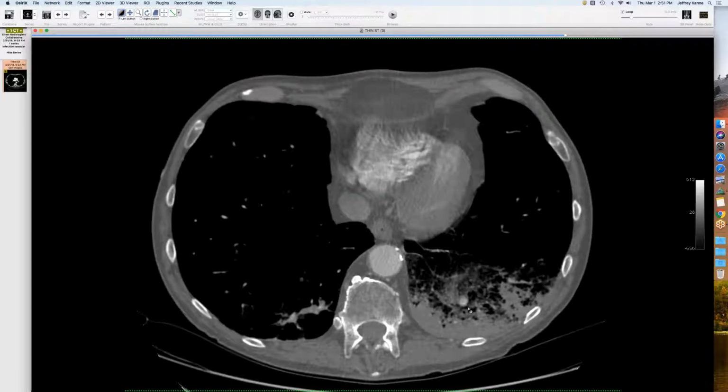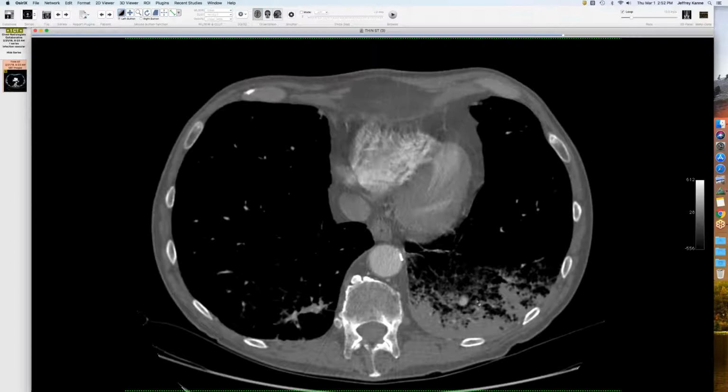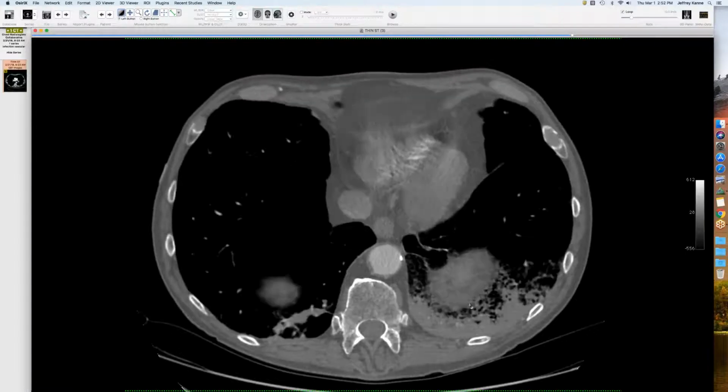And so the management for this is just treat his infection and hope this thing will scar down and not require any other intervention. As of yesterday, he was still having a little hemoptysis, but it seems to be waning. So I'm guessing it's starting to heal.